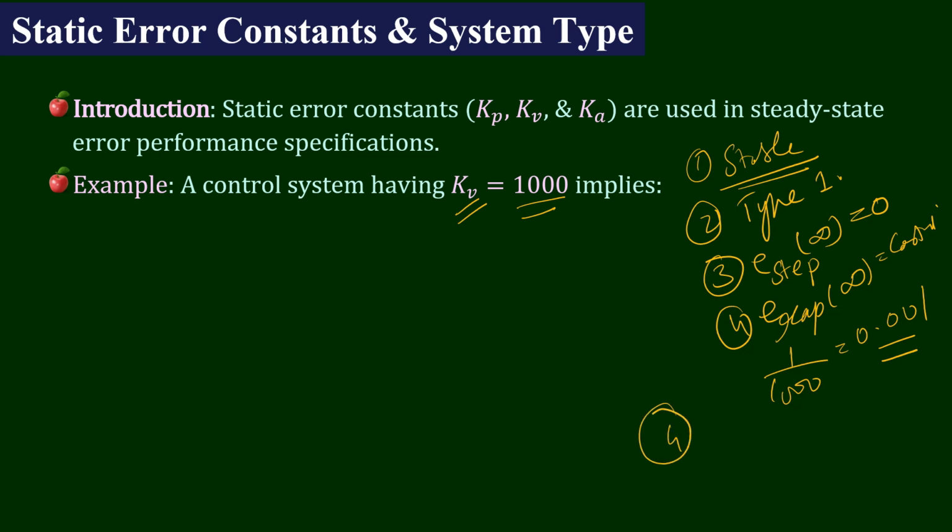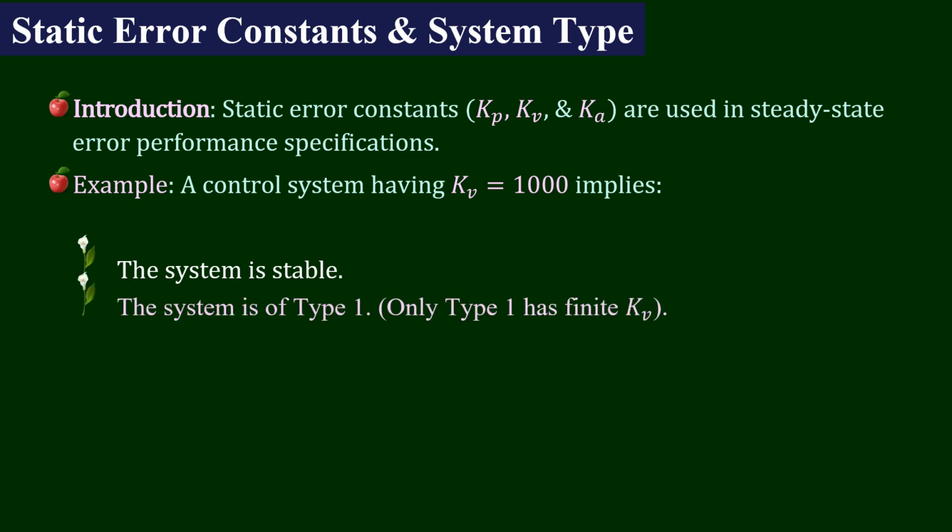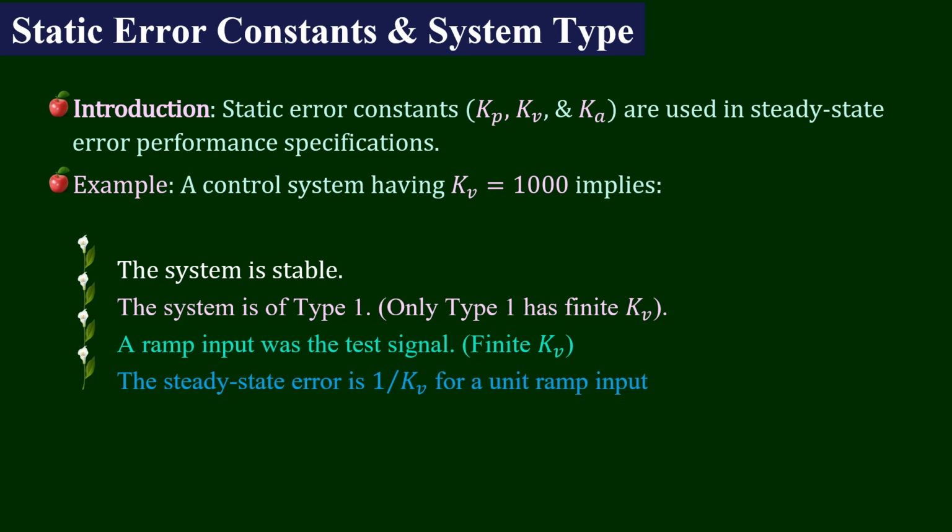And the fourth thing, E parabolic infinity will be equal to infinity. This means it will not track this type of input. So the summary is: the system is stable. The system is type 1. A ramp input was the test signal for this system. The steady state error is 1 over kV.